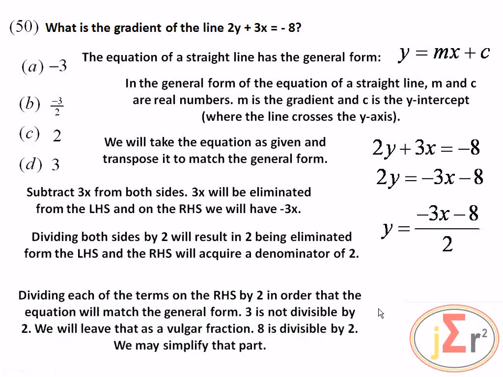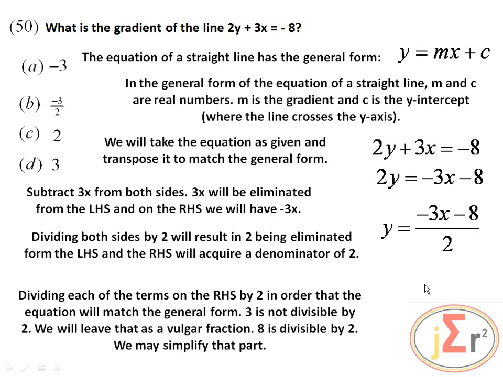Dividing each of the terms on the right hand side by 2 in order that the equation will match the general form. 3 is not divisible by 2. We will leave that as a vulgar fraction. 8 is divisible by 2, we may simplify that part. So what we will do is take this 2, divide into this, and take this 2, divide into this.